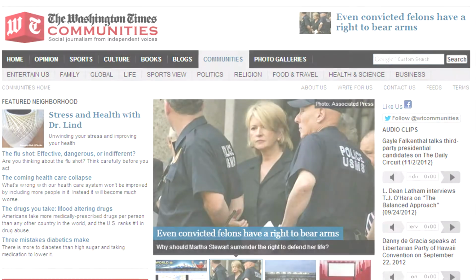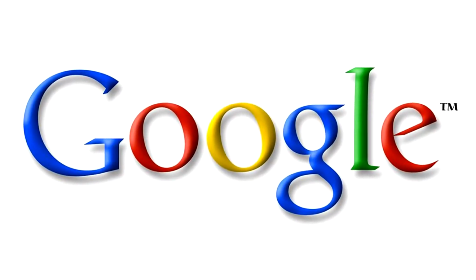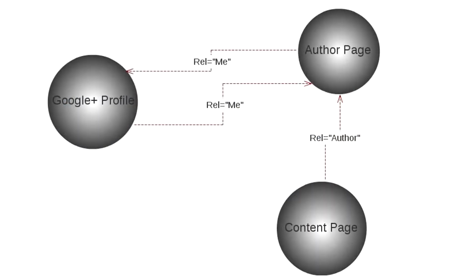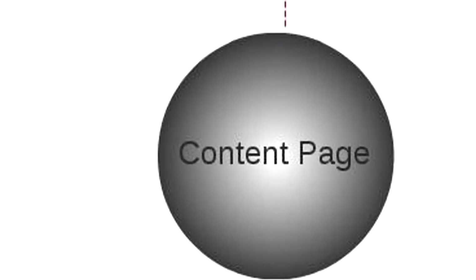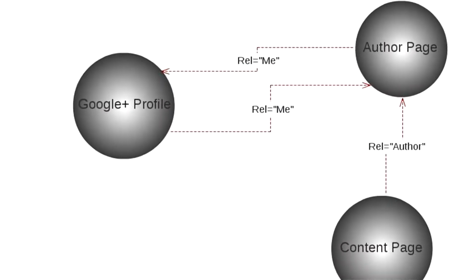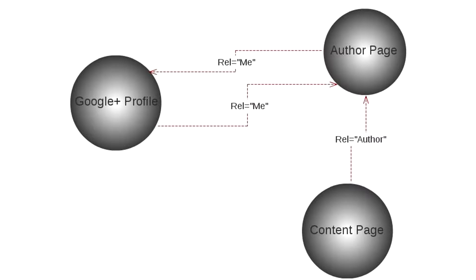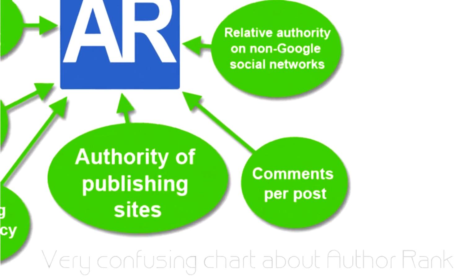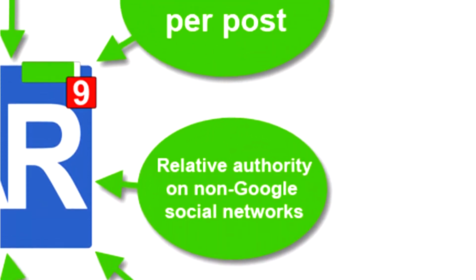Google Authorship is Google's way of connecting content from various websites across the internet to its author. This means if I write for the Washington Times Communities, Tripwire Magazine, and my own blog, Google will credit me for all this work in a single place with a single rank. This rank is often referred to as author rank, but you won't see that written anywhere except SEO sites, and most content written about it is pure conjecture.